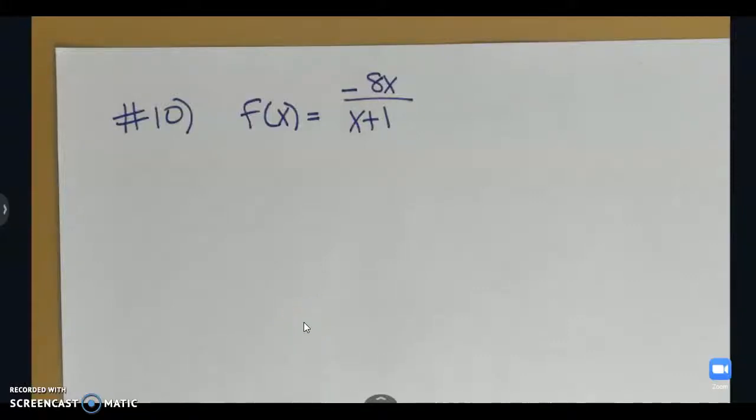is working through the solution to number 10 from your test review. This is a newer, trickier kind of problem, and you're going to have one like this on your test, so I wanted to work through it.